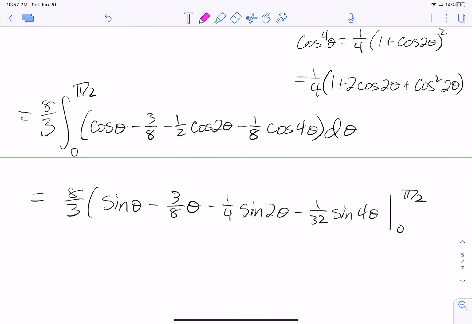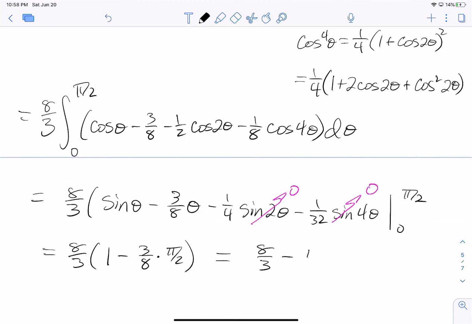Which looks a little terrible, but when we put either pi over 2 or 0 into theta and find the sine of 2 theta and the sine of 4 theta, in both cases, they zero out. We end up with 8/3 times the sine of pi over 2, which is 1, minus 3/8 times pi over 2, and then putting 0 in place of theta for sine of theta and 3/8 theta gives us 0 both times. Our final answer: 8/3 minus pi over 2.